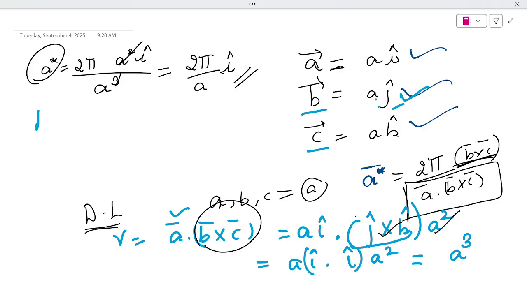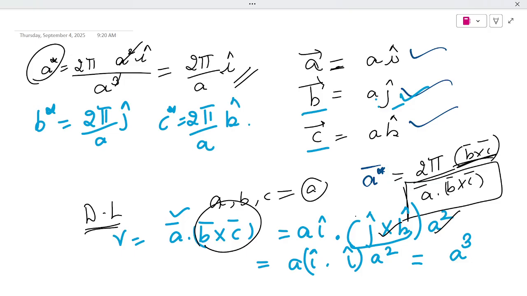Similarly, you will get the expression for B star. No need to calculate again. It will be 2 pi by A j cap, and C star will be 2 pi by A k cap. So these are the expressions of the reciprocal lattice vectors in terms of the direct lattice constant, which is A.